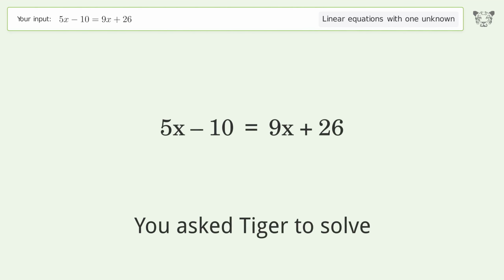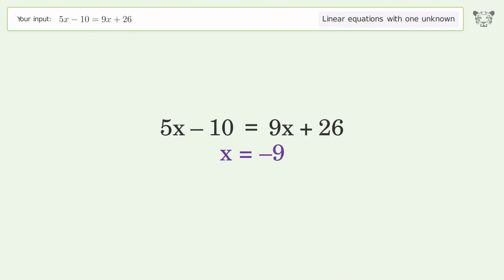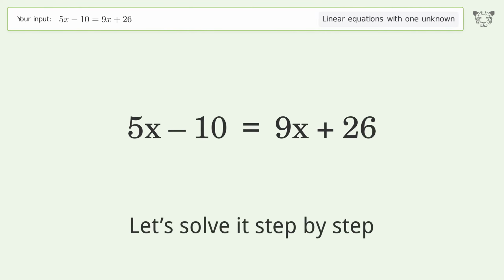You ask Tiger to solve. This deals with linear equations with one unknown. The final result is x equals -9. Let's solve it step by step.